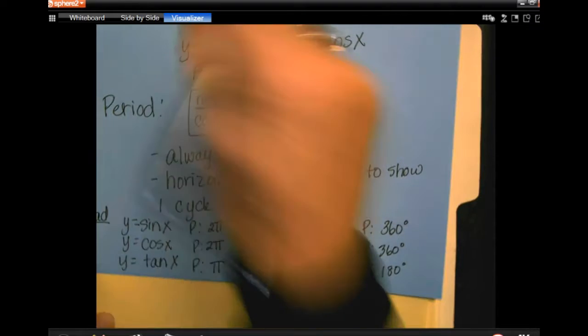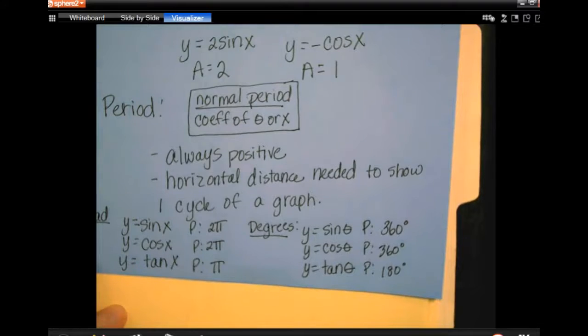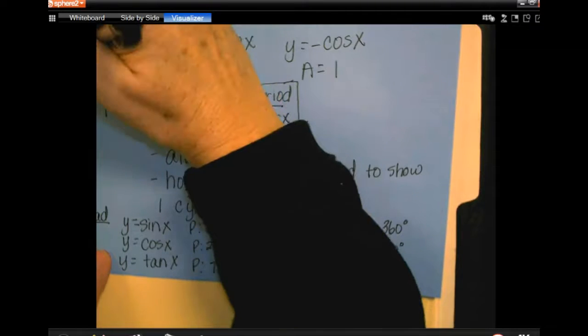Hey, on the amplitude, y'all, go back and write this so you don't forget. Since on the tangent function we have asymptotes, there's no amplitude.